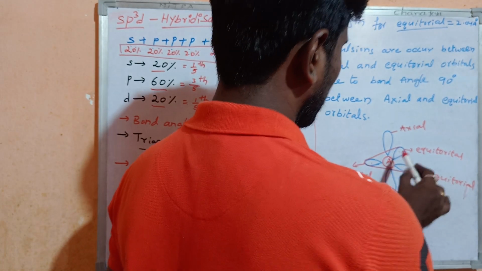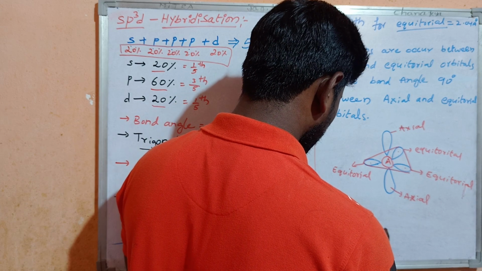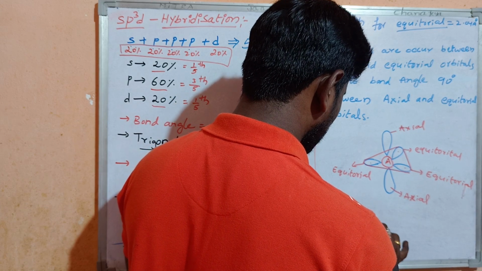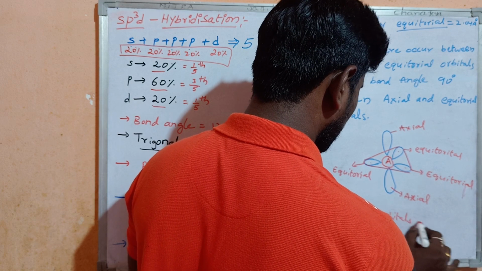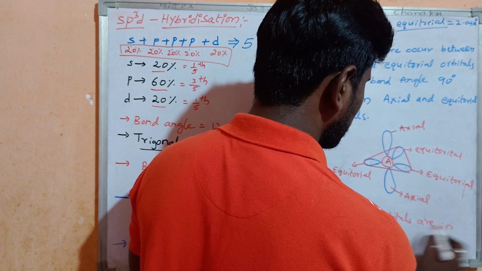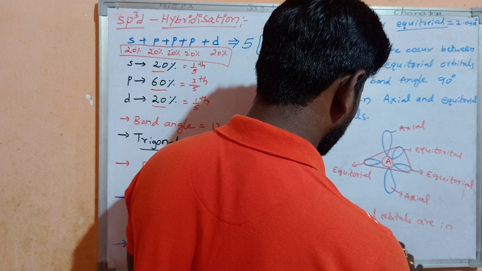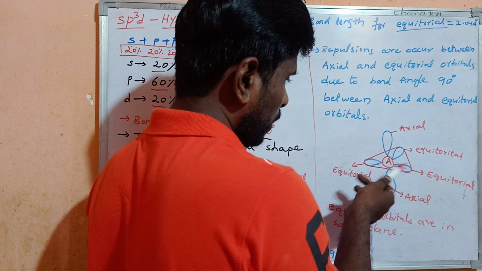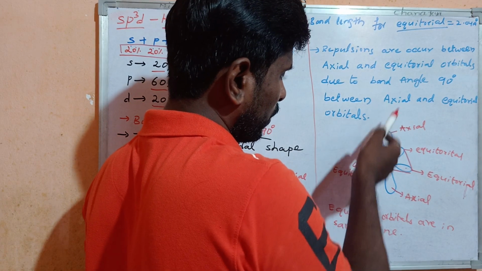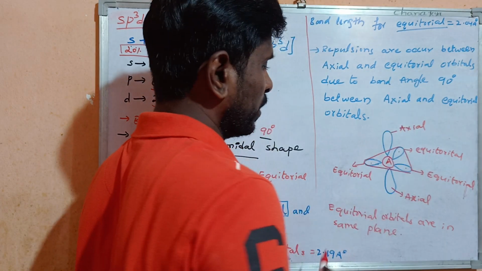Equatorial orbitals are in the same plane. Okay. Axial orbitals: one is above the equatorial orbitals, another is below the equatorial orbitals.